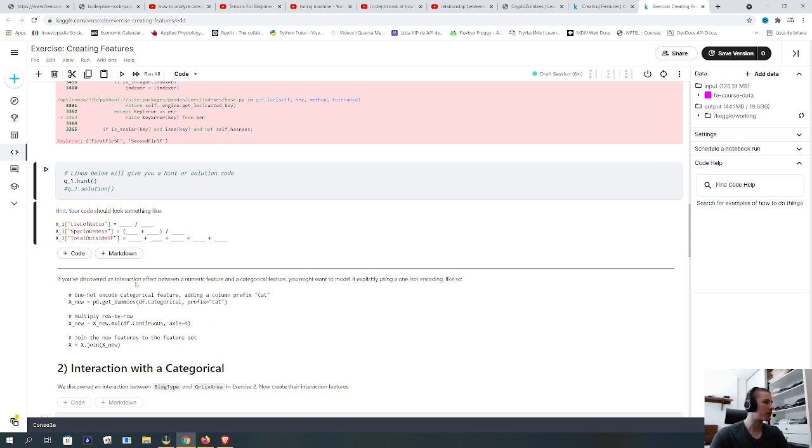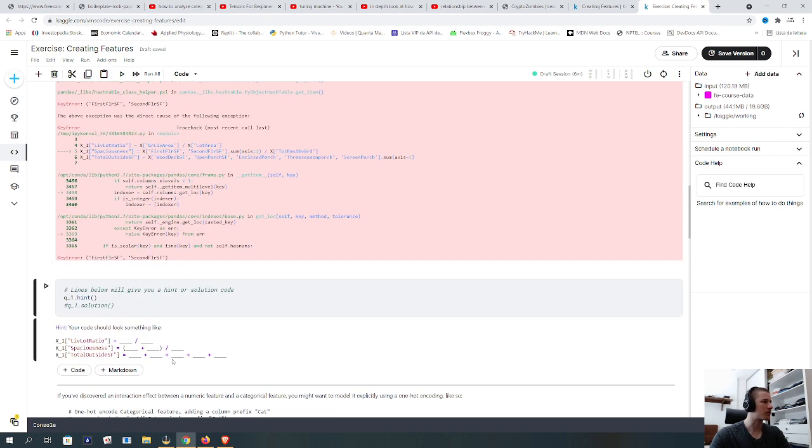If you've discovered an interaction effect between a numeric feature and a categorical feature, you might want to model it explicitly using a one-hot encoding like so. But that's the next thing.